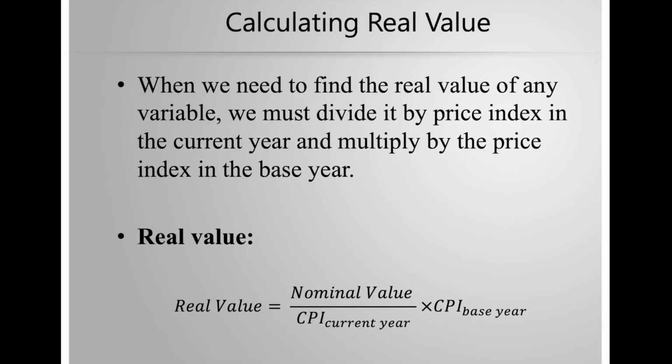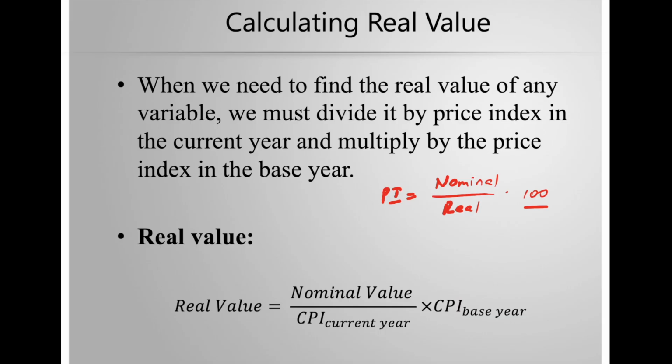So whenever we need to find the real value of any variable, remember that any price index was equal to nominal over real times 100. So from here, if we want the real value, that will be equal to nominal value over price index times 100. But that is assuming that we want the base year as assumed in the table that's given to us, right? Whatever year CPI is 100, that will be the base year.